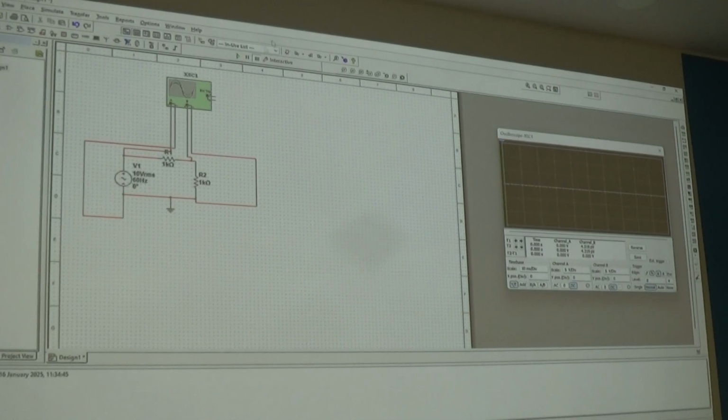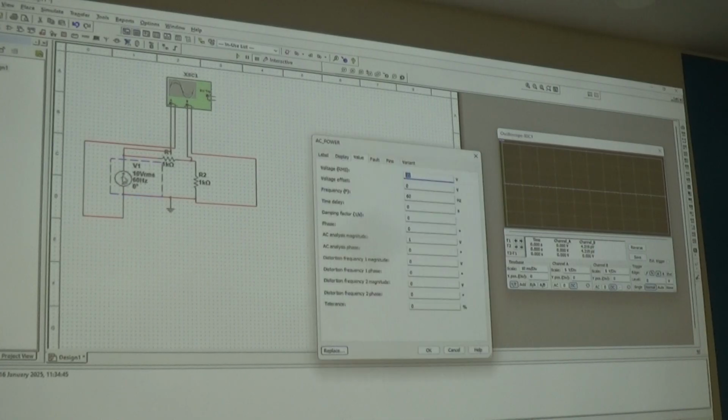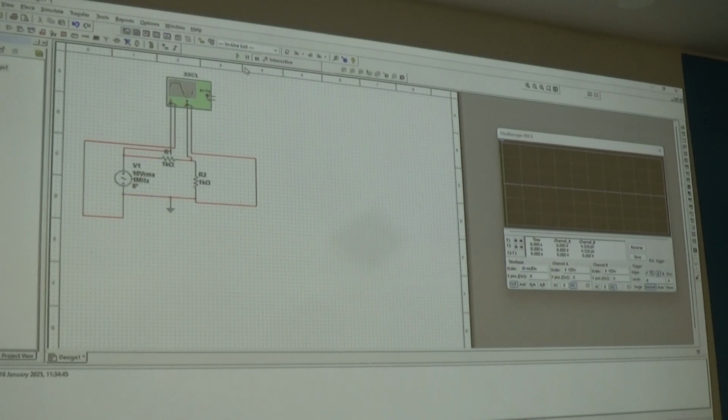What happens, because we're running at 60 Hertz here now, if I double click on the AC signal source and now I put, well, it's not the best way to do it, so let's just put 1M for 1 million Hertz. Okay? What do you think is going to happen if I run it now?